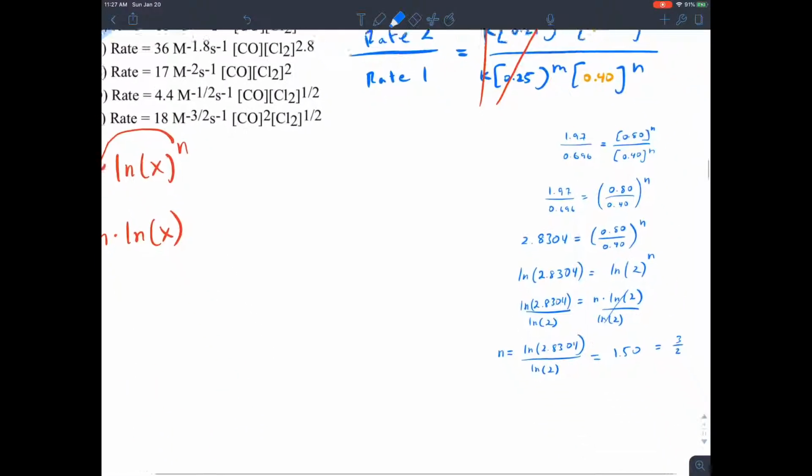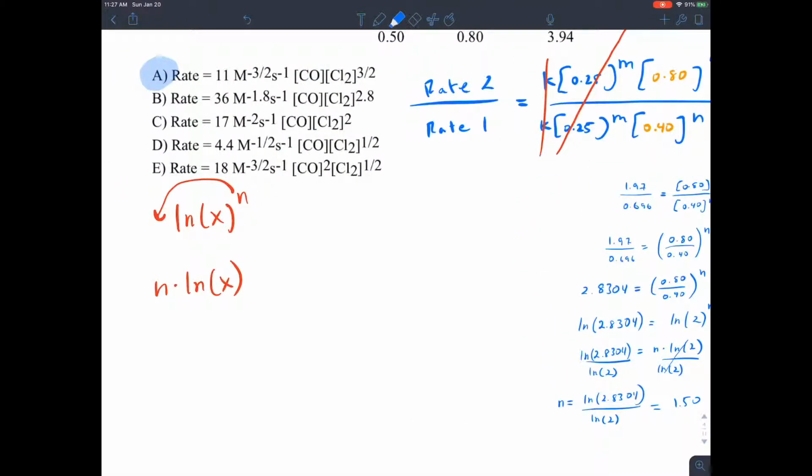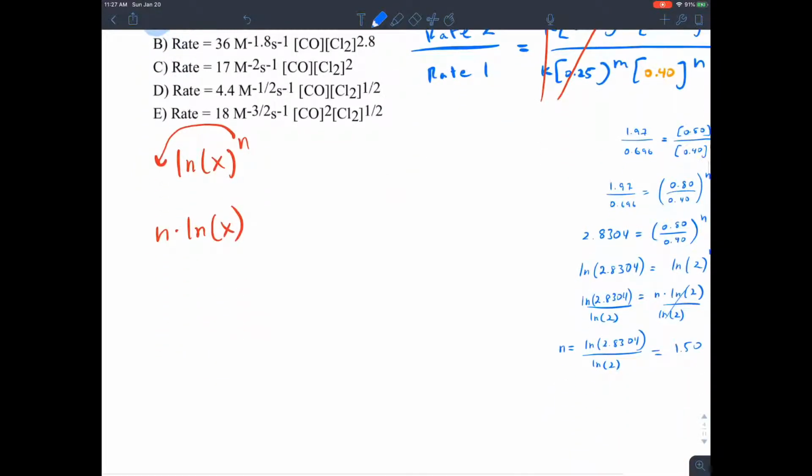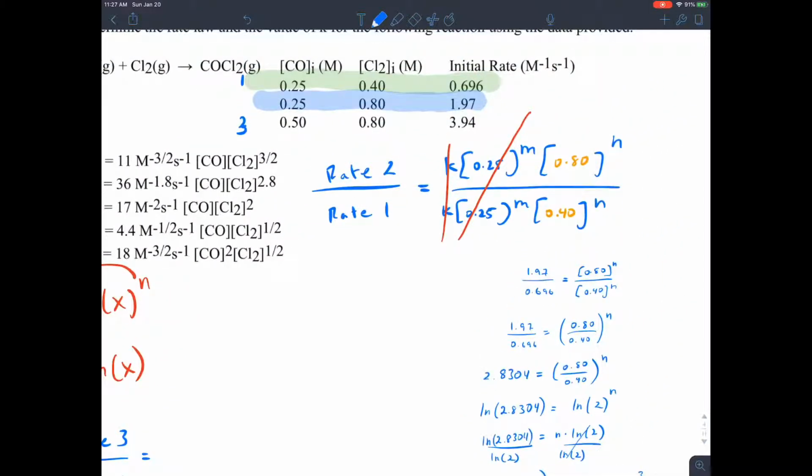Just as a clear reminder, if you saw this ahead of time, that's good. Now let's look at our other one, our carbon monoxide. So let's analyze two different equations. Let's look at equation 1 and equation 3. Using our last example, we're going to do the rate of 3 over the rate of 1. I'm not going to write all the k's and stuff, because as you saw before, all of the k's and the other reactant that's held constant all cancel out.